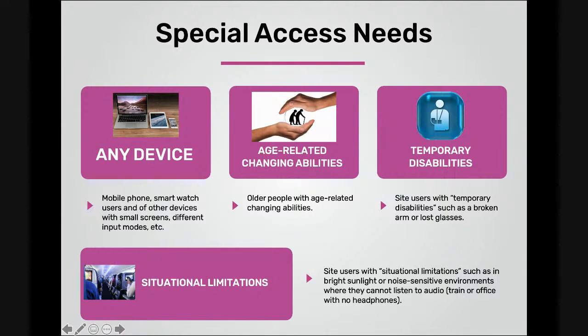Or what about temporary disabilities? Site users with temporary disabilities could have a broken arm. Let's say your right arm is broken, or you've lost your glasses. If you're right-handed and your right arm is broken, you will struggle using a mouse or a trackpad with your left hand. So keyboard navigation would be necessary there. Lost glasses, you would need to magnify, you would need a good size on the screen. So those are the temporary disability examples.